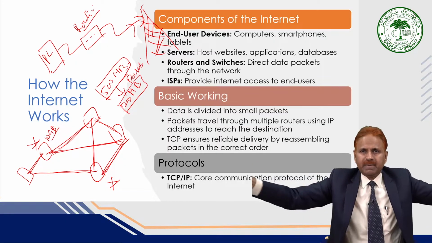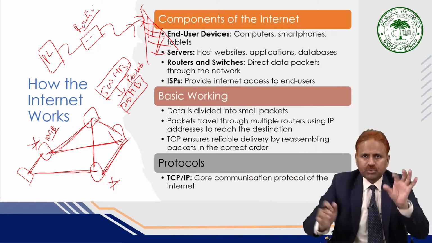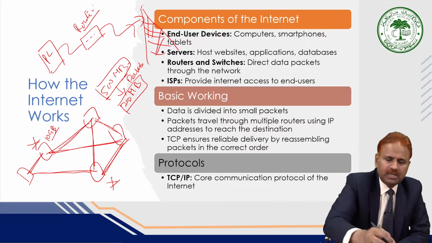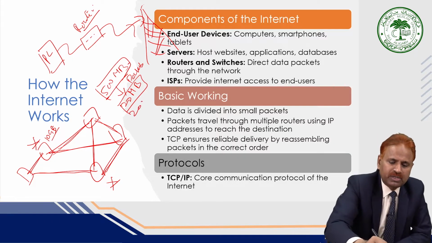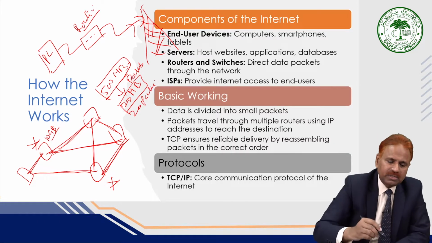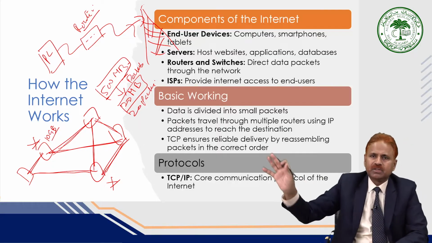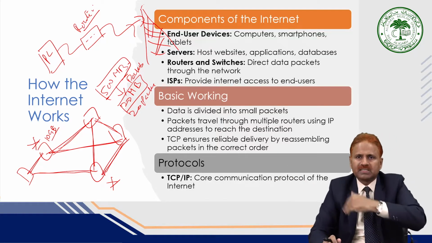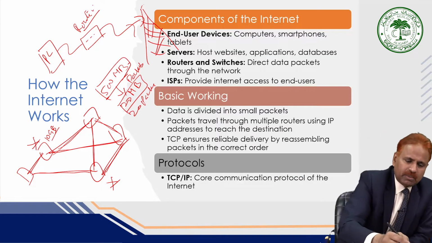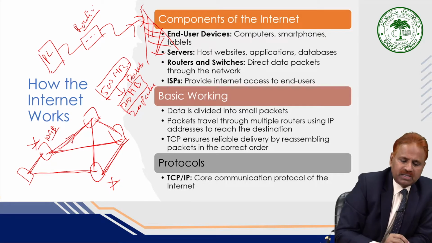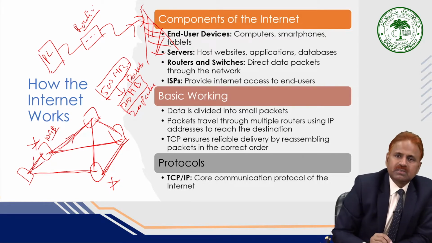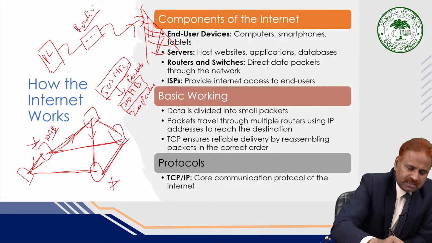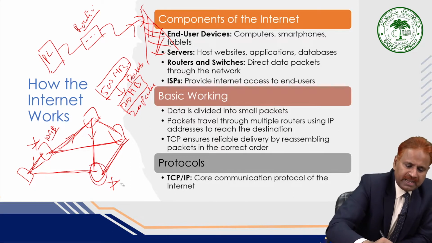So the whole big message has been split into smaller messages. How many messages are there? 20 packets. Now all the 20 packets are transmitted through the network. Some of the packets may be routed this way, some of the packets may be routed in this way. Ultimately, all the 20 packets reach the destination.